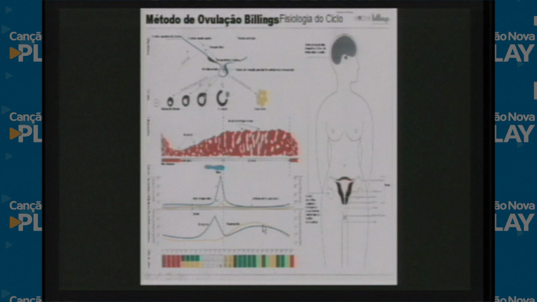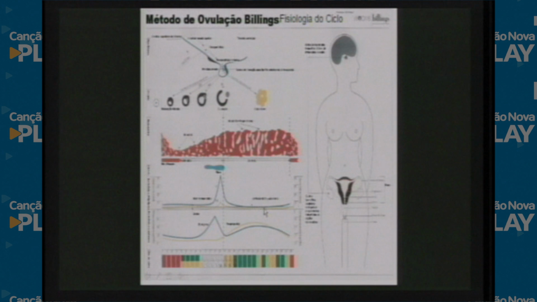And now the corpus luteum will produce estrogen and progesterone. And we see in the latter part of the cycle the high levels of estrogen and progesterone. And because they are high, FSH and LH are suppressed.